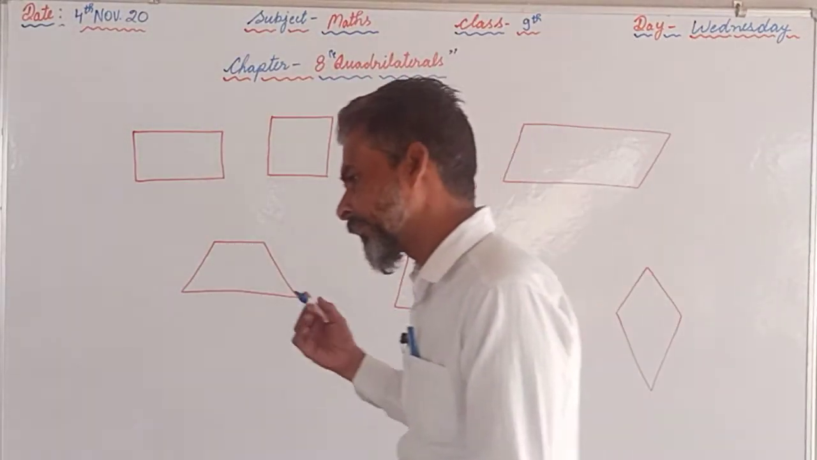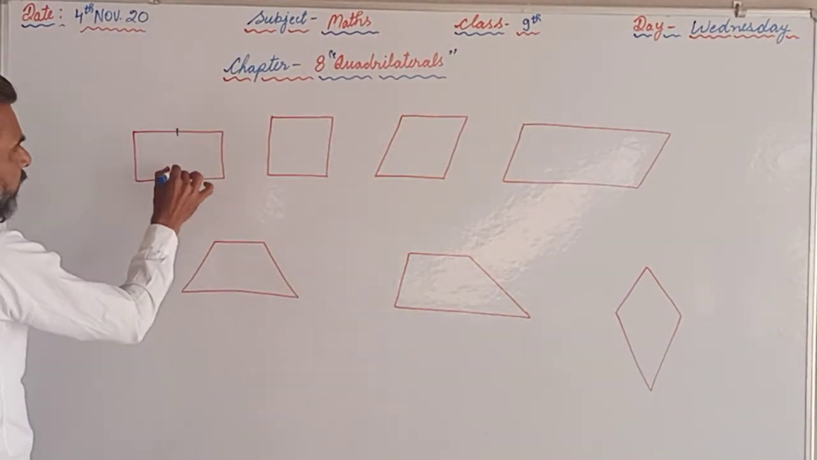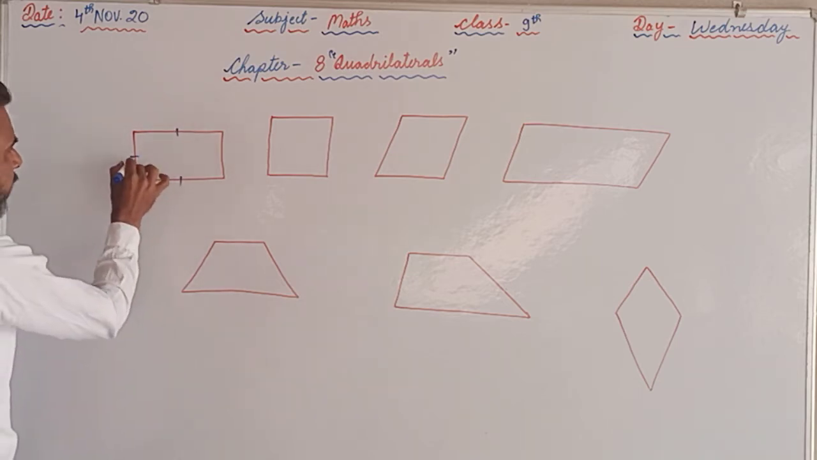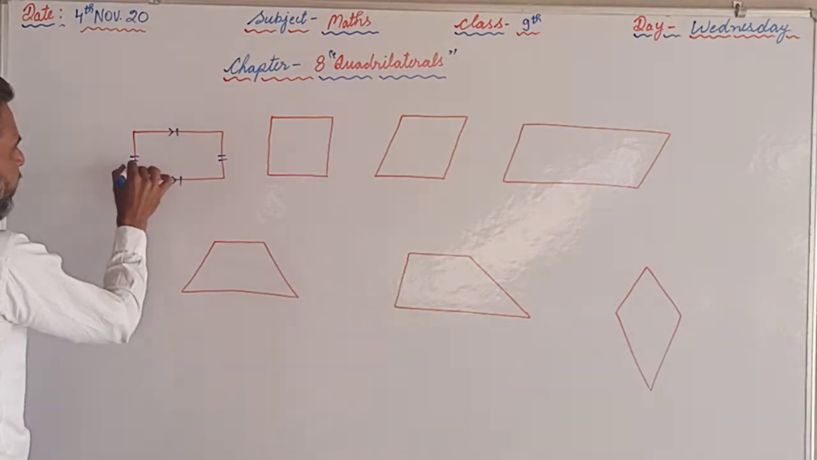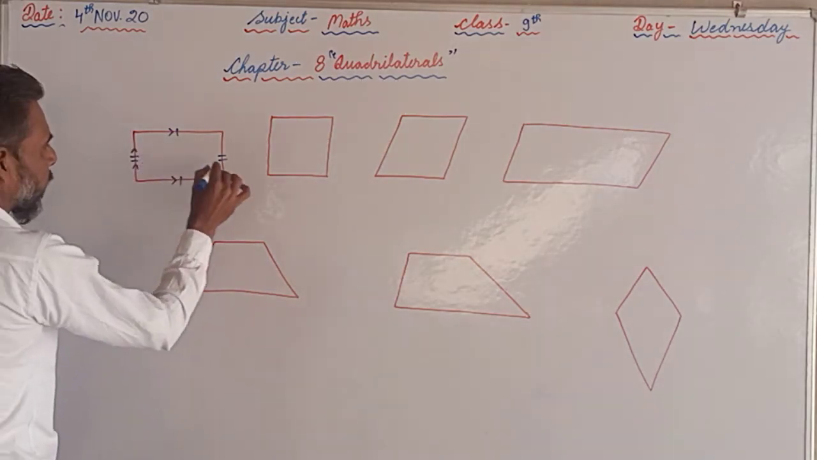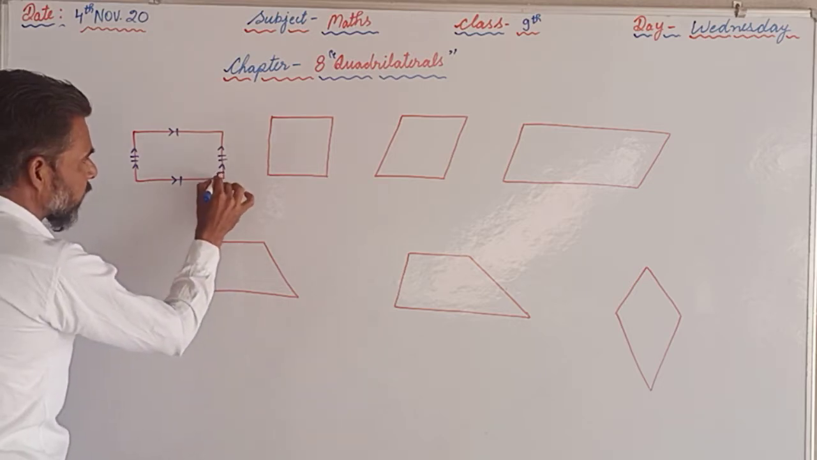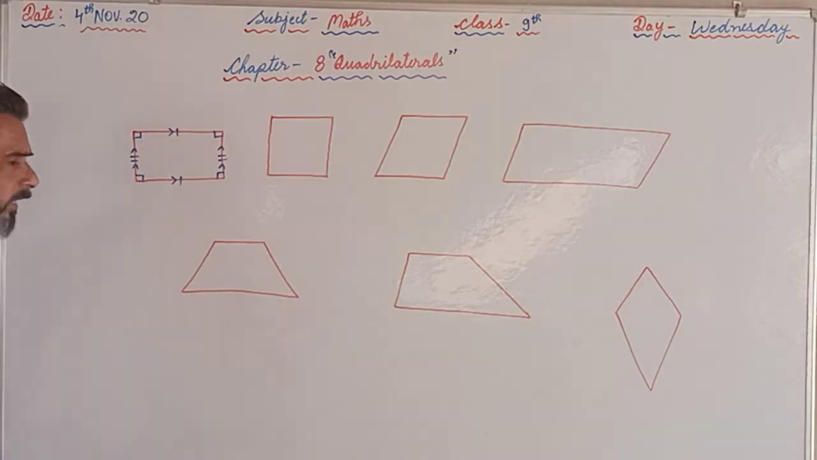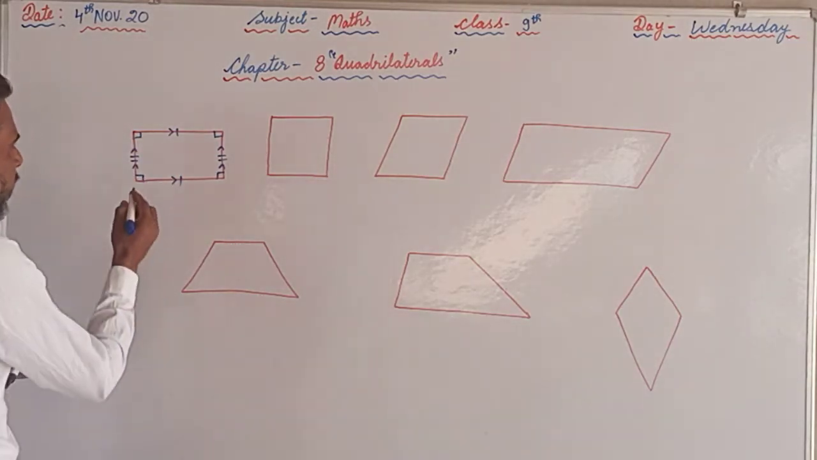First one, if in the quadrilateral the opposite sides are equal, this side is equals to this side and this side is equals to this side, and these are parallel as well, and all the angles are of 90 degree, then we can say that this particular quadrilateral is a rectangle.